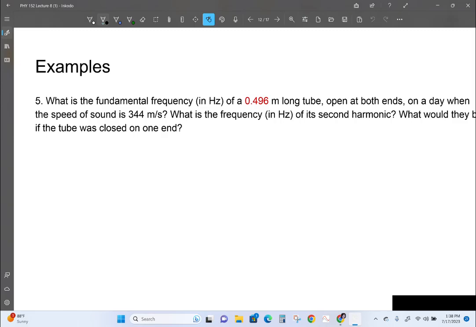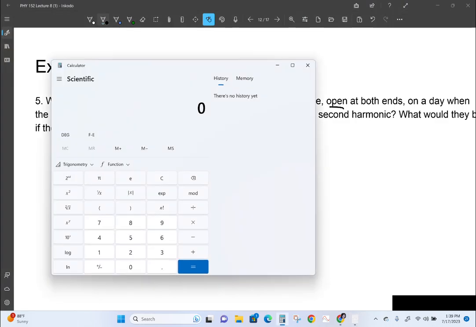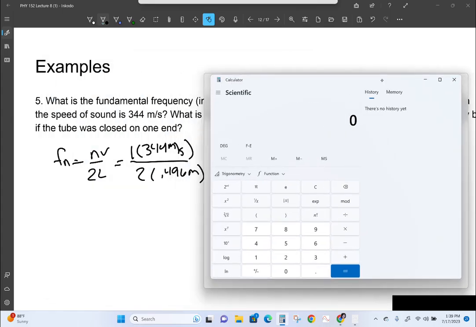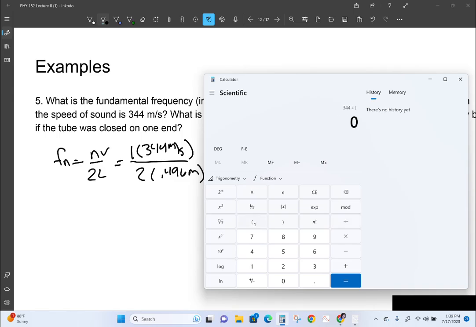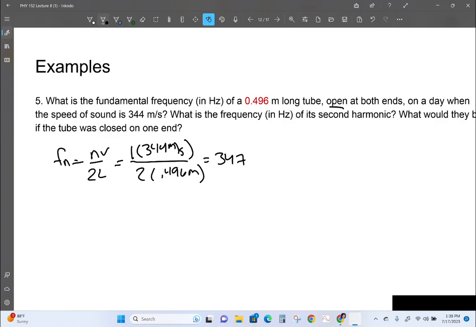And here's an example of finding the fundamental frequency. Find the fundamental frequency of a 0.496 meter long tube open at both ends. Since it's open at both ends, we're going to use Fn equals nV all over 2L, for open ends and strings. So that would be 1, because it's fundamental, times 344 meters per second, which is given to you in the problem, divided by 2 times 0.496 meters. 344 divided by the quantity 2 times 0.496 equals 346.7, or 347 hertz.